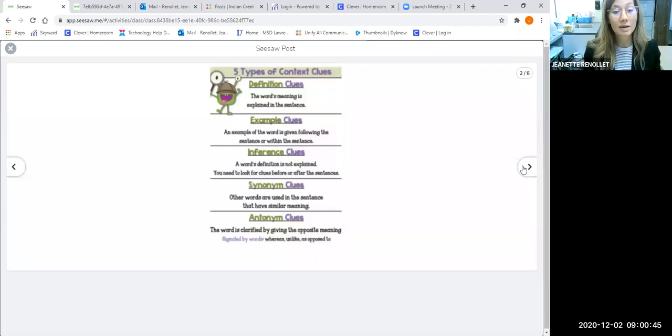There are different types of clues. We have looked at this notes page before. You just need to know that there are different clues you can use in a text. You can look at the definition. You can look at pictures in a text. And you can definitely use other words in the text to help you figure out words we may not know.